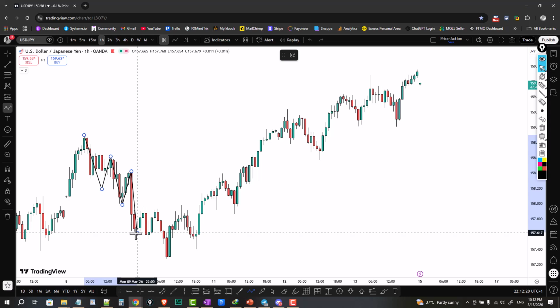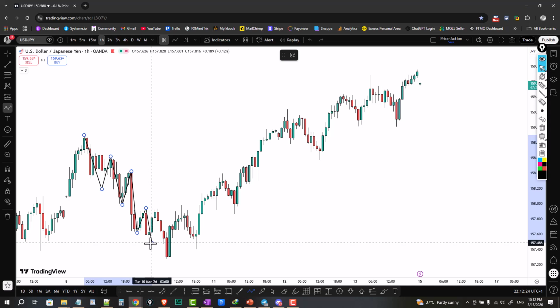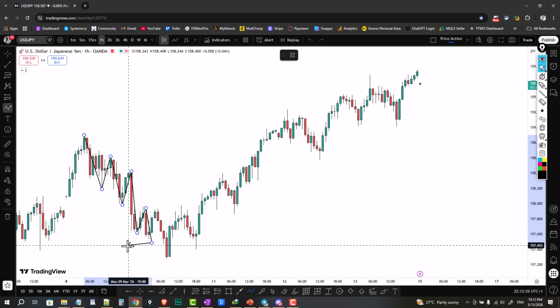Lower lows and lower highs, okay? Price continued doing this. Now, if you remember, I told you just moments ago that as long as price continues in the downtrending market, as long as price continues to form lower lows and lower highs continually, then the trend is intact.